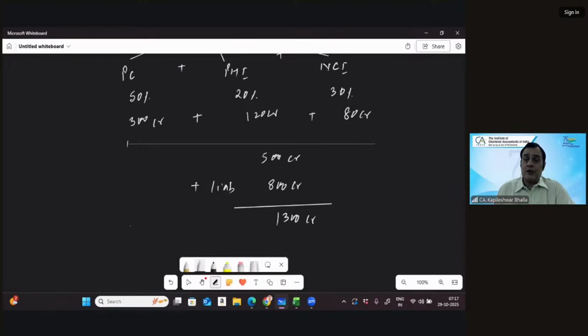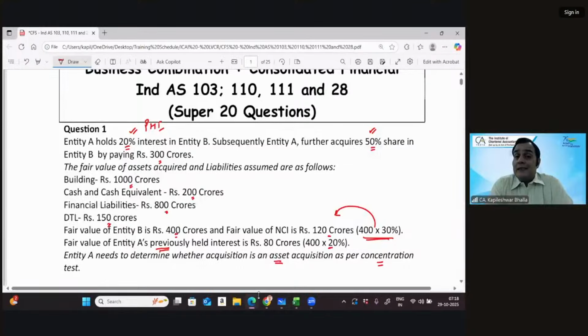Can I say this is what is paid for the assets? This is paid for the assets. Just keep the thoughts very clear: 500 crores is what is paid for the net assets, and then when you add liabilities, you get what is paid for the assets. Is there anything else which needs to be adjusted in that 1300 crores? Because when you look at the assets acquired, we've acquired a building, we've acquired cash and cash equivalents. So is any elimination to be done from this 1300 crores?